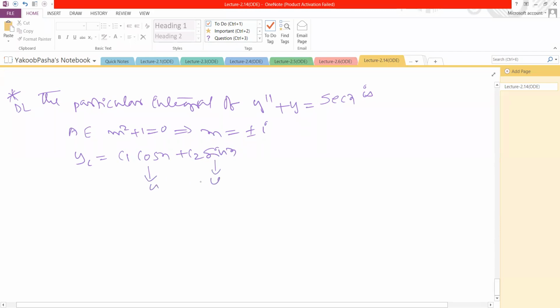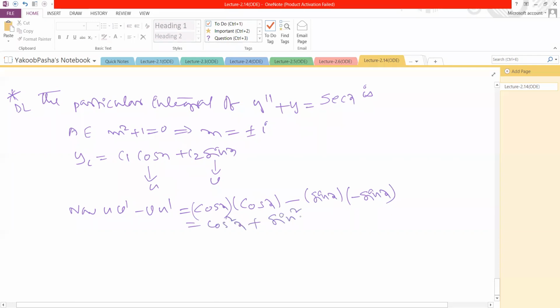Okay, when we have U and V, first we have to find U V dash minus V U dash value. That is U into V dash: U is cos x, V dash is the derivative of sin x, which is also cos x, minus V, which is sin x, into U dash, which is the derivative of cos x, that is minus sin x. This is nothing but cos square x plus sin square x, that is equal to 1. This is the value of U V dash minus V U dash.